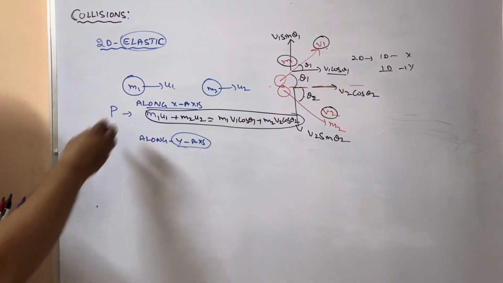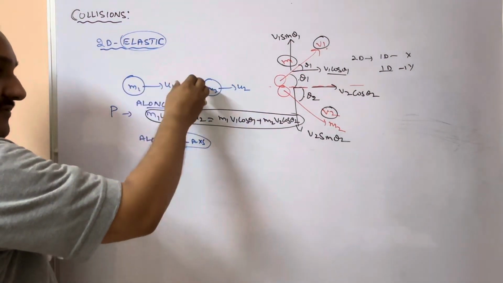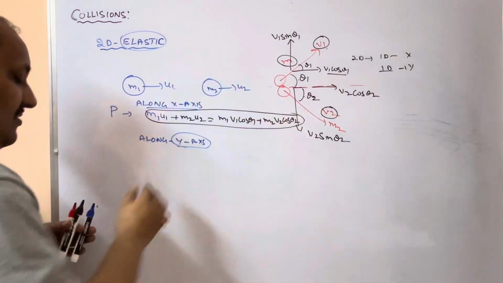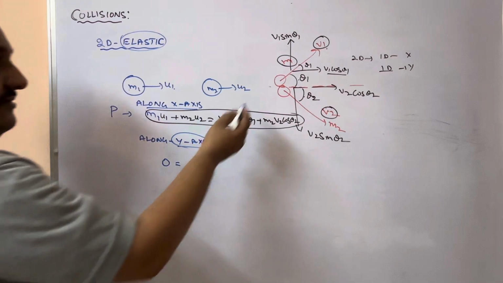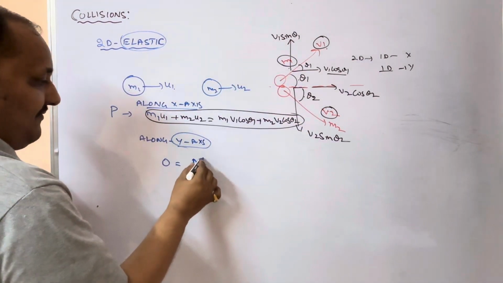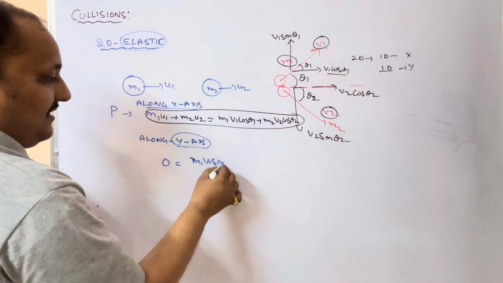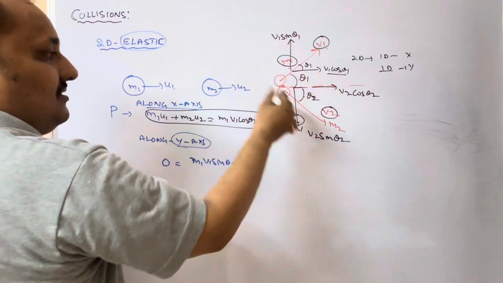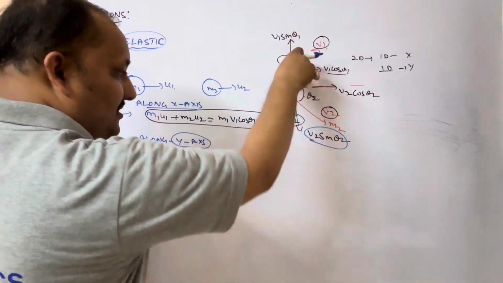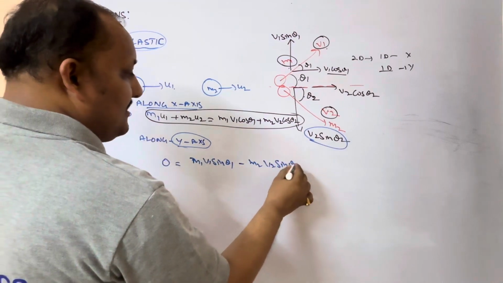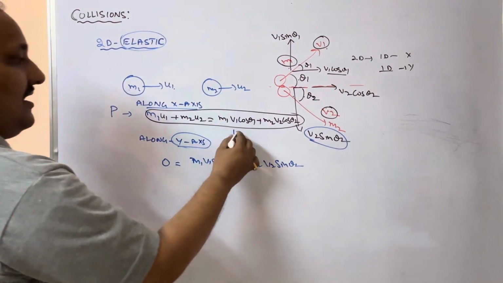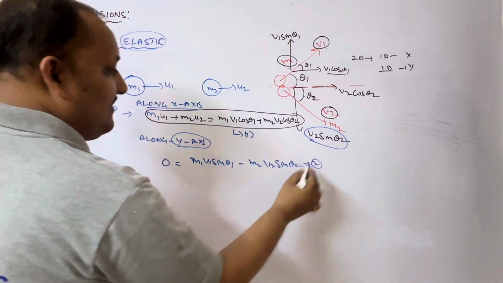Along the y-axis, before collision both the objects are moving along the x-axis. There is no momentum along the y-axis. Therefore, 0 is equal to m1 v1 sin theta 1 upwards. But here the second one is going to be downwards. Therefore, minus m2 v2 sin theta 2. Call this equation number 1, and this equation number 2.